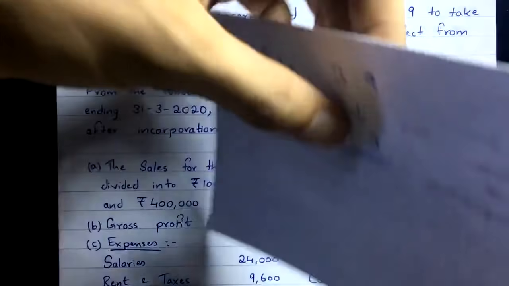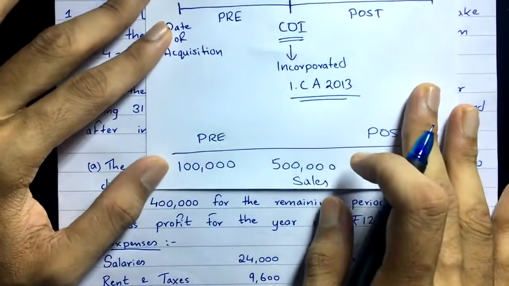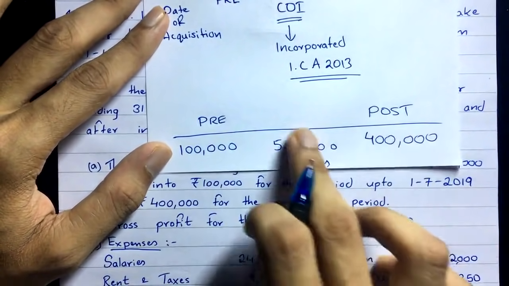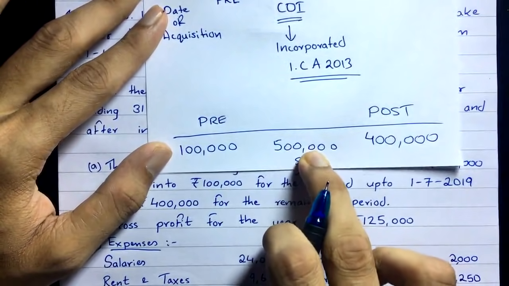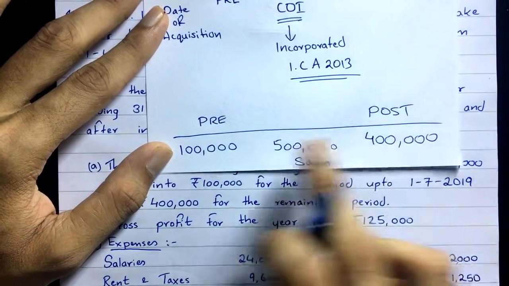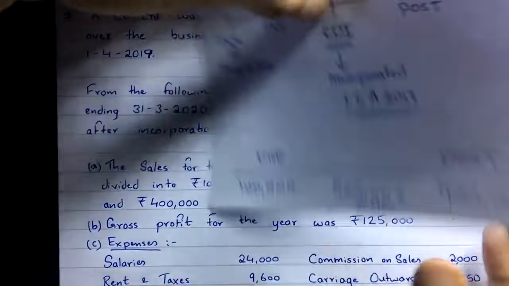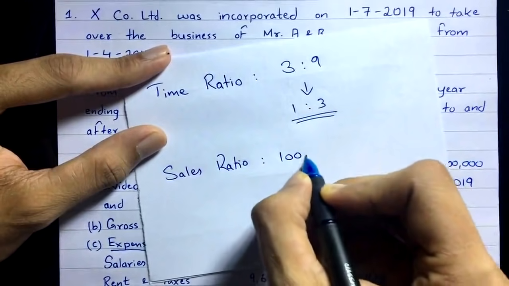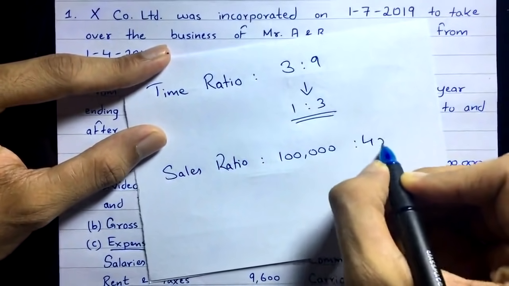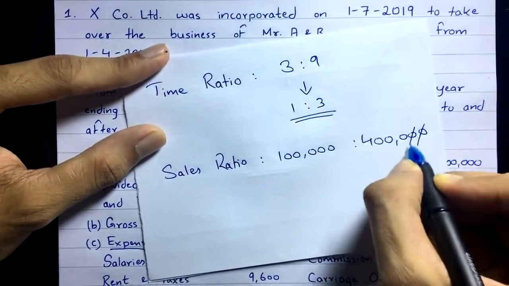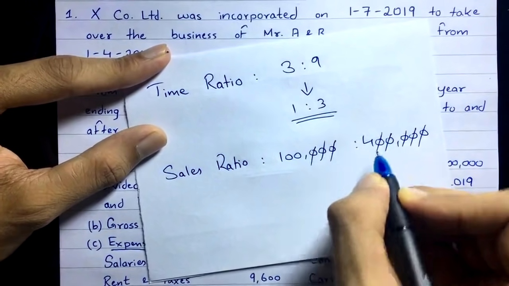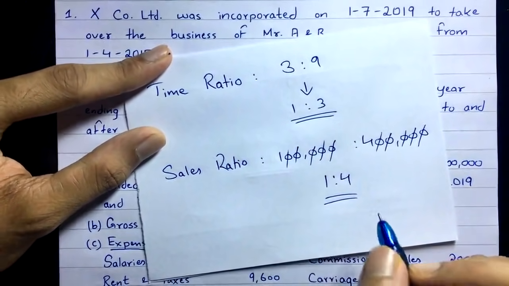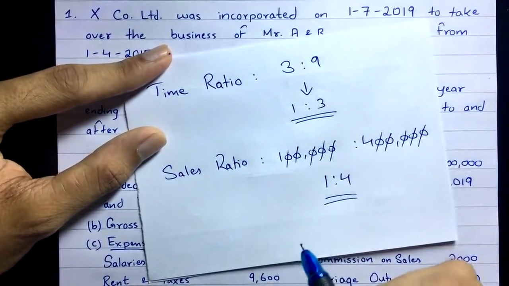Simple, right? And then we have to find out the sales ratio. See now, here we have got the sales, 1 lakh for the pre-period and 4 lakh for the post-period. This is the sales of the whole year, which is not important for us now. Only the pre-sales and the post-sales are important. So 1:4. Let's find out the sales ratio. 1 lakh in the pre-period and 4 lakh in the post-period. Now cancel out the equal zeros, 3, 3, 2, 2. So the remaining is 1:4. Yes, so this is the sales ratio. Simple, right? Time ratio is 1:3 and sales ratio is 1:4.